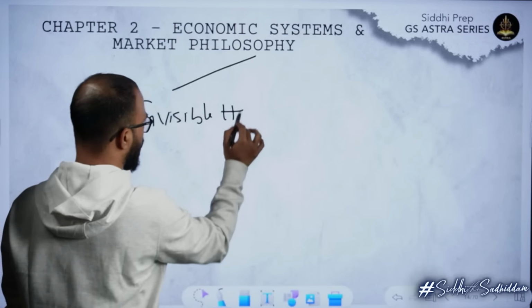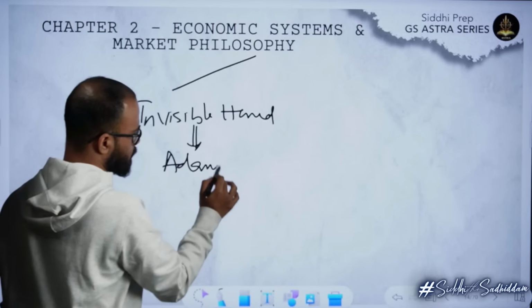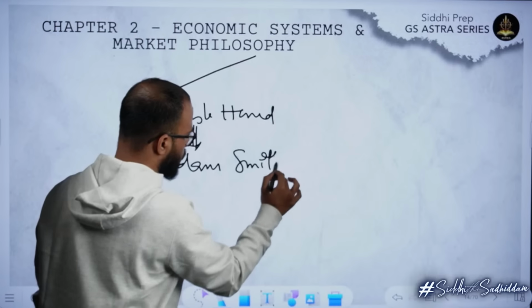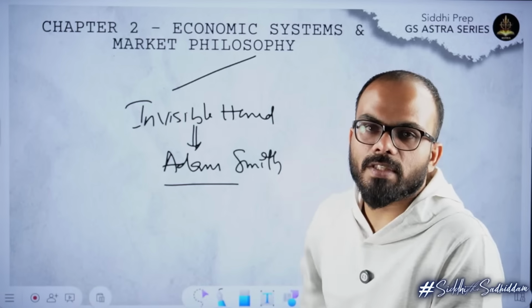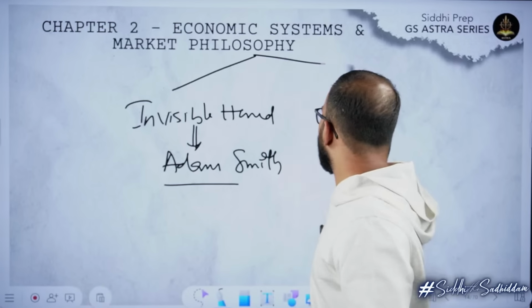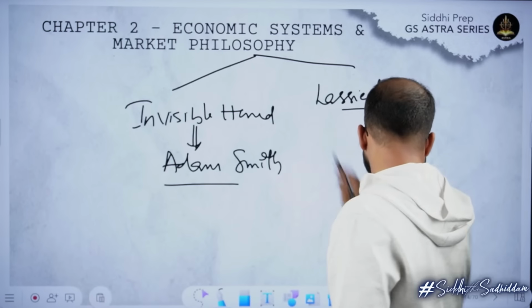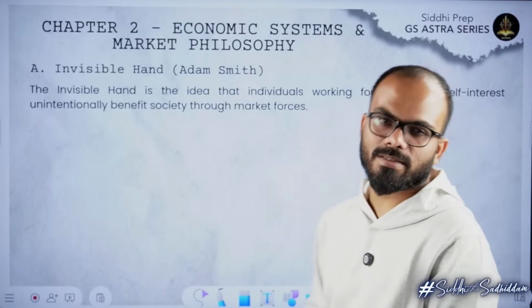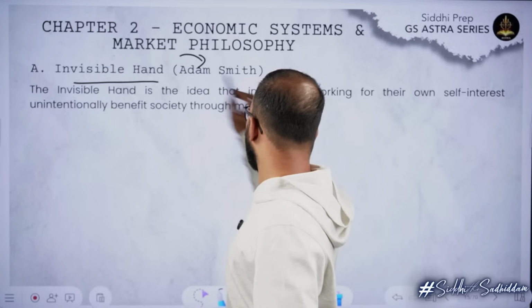Whenever you see invisible hand, you need to associate it with Adam Smith. Adam Smith is the economist who is associated with the invisible hand. And the other kind of system that you have is the laissez-faire system. Let us take a look at both systems and understand what they are. The first is the invisible hand system of Adam Smith.